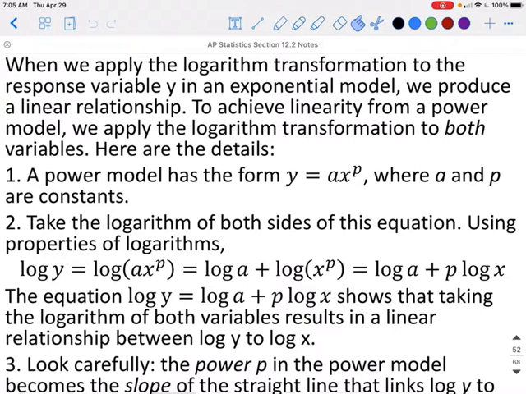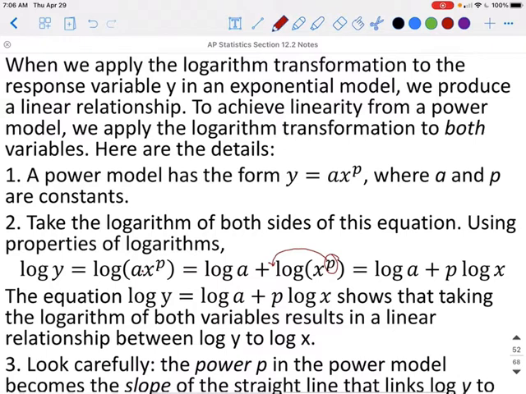Now this is the same thing when we have multiplication when you're dealing with logarithms. So right now we have a times x. By the rules of logarithms, multiplication can be separated into addition. So instead of the log of a times x, now it's going to be the log of a plus the log of x raised to the p power. And when you're dealing with logs, anytime you have an exponent, you can bring it out front. So this will equal the log of a plus p times the log of x.